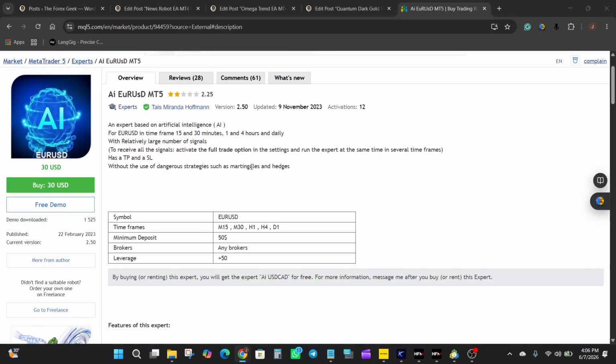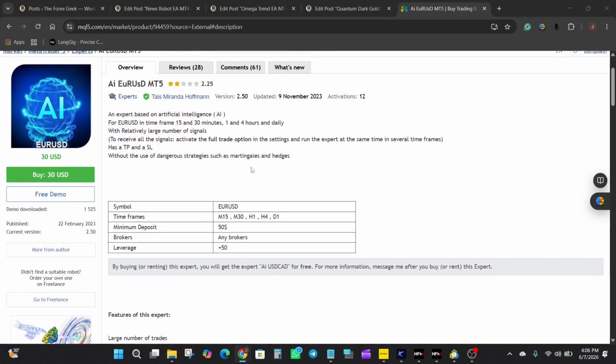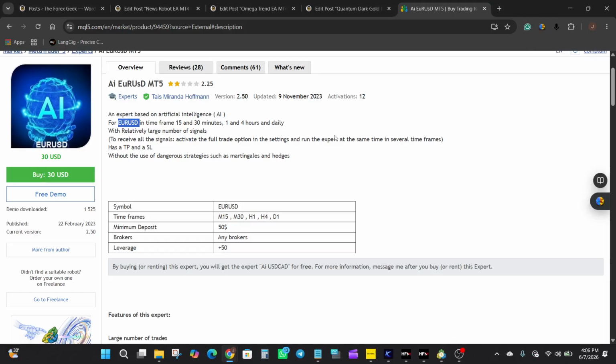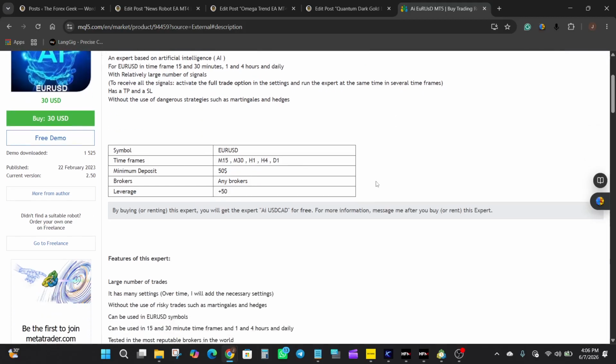According to the developer, this is an expert advisor based on artificial intelligence and is designed specifically for the EuRUSD currency pair. The recommended time frames are M15, M30, H1, H4, and D1. The developer also mentions that traders looking to receive all available signals can activate the full trade option and run the EA simultaneously across several supported time frames.